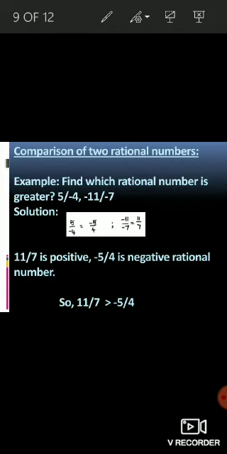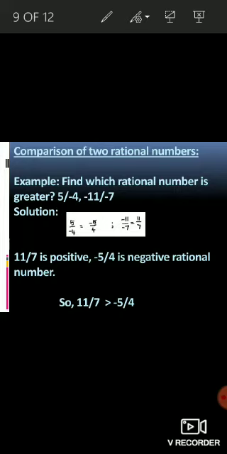Here the two rational numbers given are 5 by minus 4 and minus 11 by minus 7. First of all, the denominator should always be positive. So make the denominator positive. 5 by minus 4 is written as minus 5 by 4, and minus 11 by minus 7, both are negative, so we get a positive, as we noted in the previous slide. So now it is minus 5 by 4 and 11 by 7.